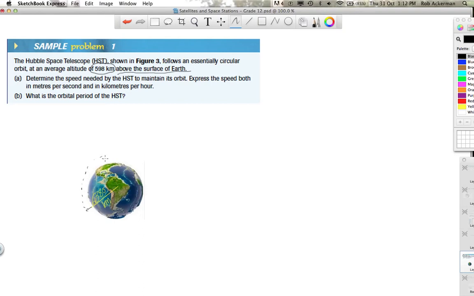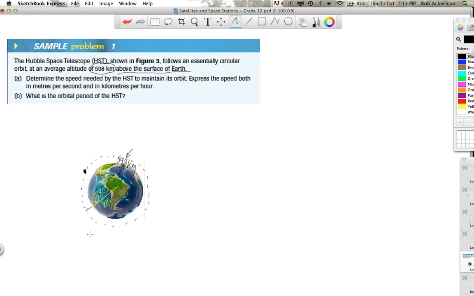Now, they tell you that it has a nearly circular orbit, which I will attempt to draw here with my shaky handwriting, which is made harder because it's not easy to draw on a computer tablet, but there we go. There's the orbit, and I can designate that this distance in here is 598 kilometers according to the question. And they ask you to determine the speed needed by the Hubble telescope to stay in orbit. So let's draw Hubble somewhere along its orbit, somewhere over here where there's less clutter.